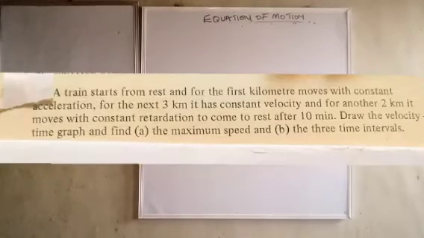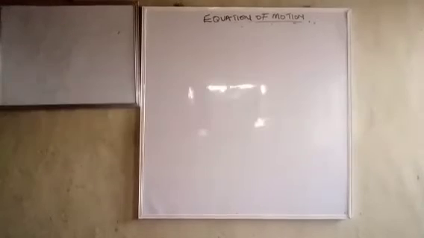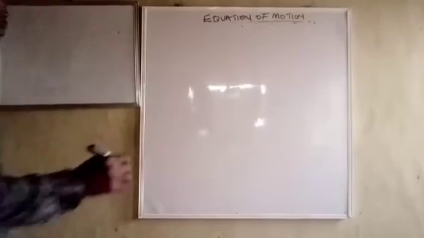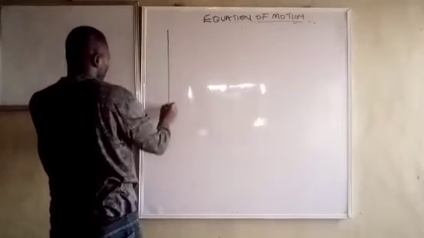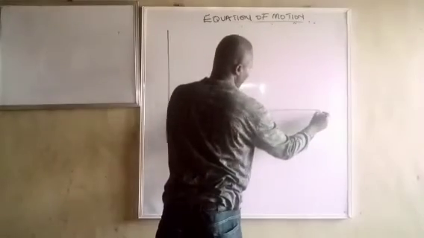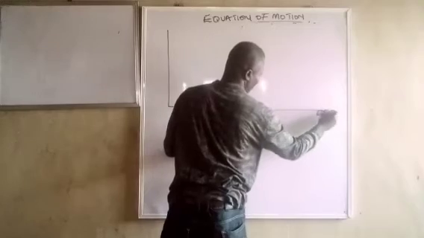A train starts from rest and for the first kilometer moves with constant acceleration. For the next 3 kilometers, it has constant velocity. And for another 2 kilometers, it moves with constant retardation to come to rest after 10 minutes. Draw the velocity time graph and find the maximum speed and the 3 time intervals. You are told that the motion is like this. Everything took 10 minutes, which is 600 seconds.